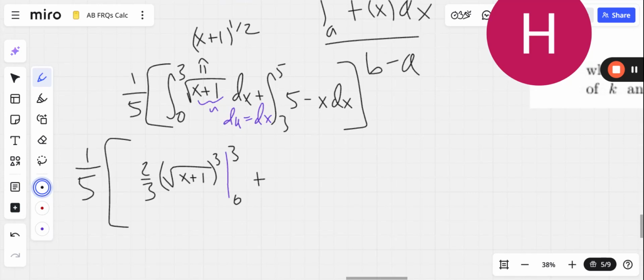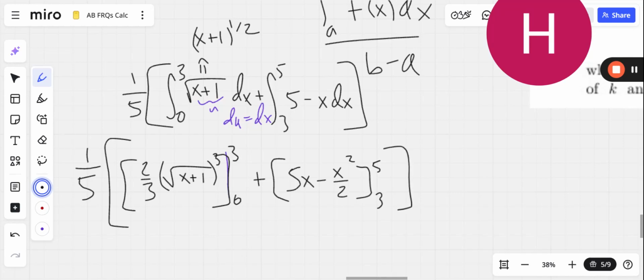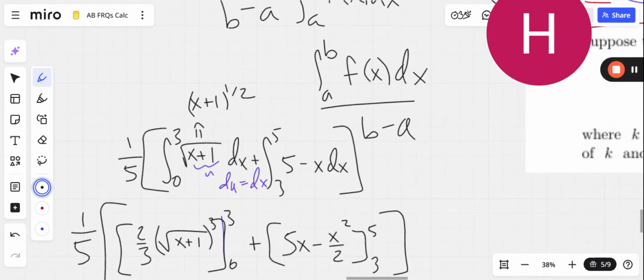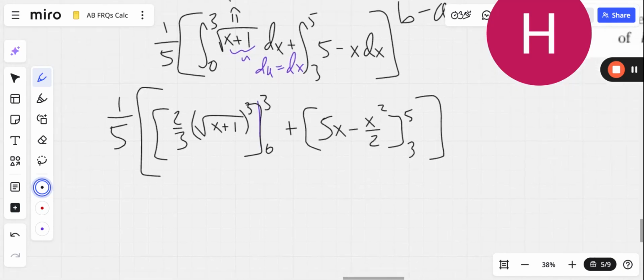Don't take the 2/3 out, because only this term has the 2/3. The next term that I'm going to write does not have a 2/3. In fact, let's put that in there. Plus 5x minus x squared over 2, and this is going to go from 3 to 5. So if we can evaluate all that, that's all we need to do. Very direct. See how our work just flows straight from there.